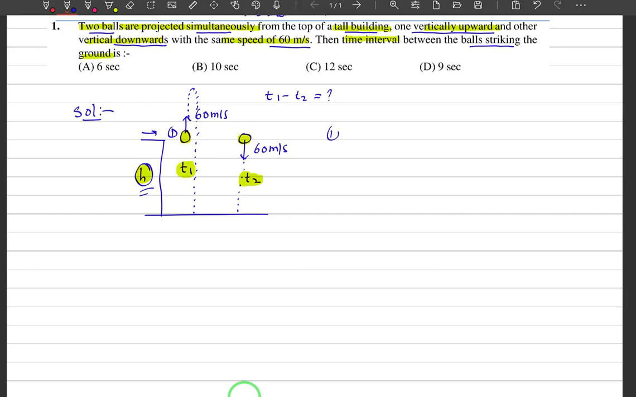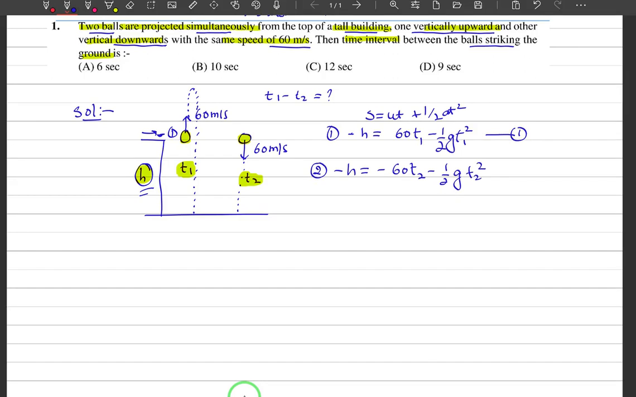So for ball 1, the formula that we'll be using is s equals ut plus half at square. So for ball 1, it is minus h equals plus 60 into t1 minus half g t1 square. Minus h is because the reference level is at the top of the tower and the displacement is on the negative side, meaning downside. This is equation number 1. Equation number 2, for ball 2: minus h equals minus 60 t2 minus half g t2 square.